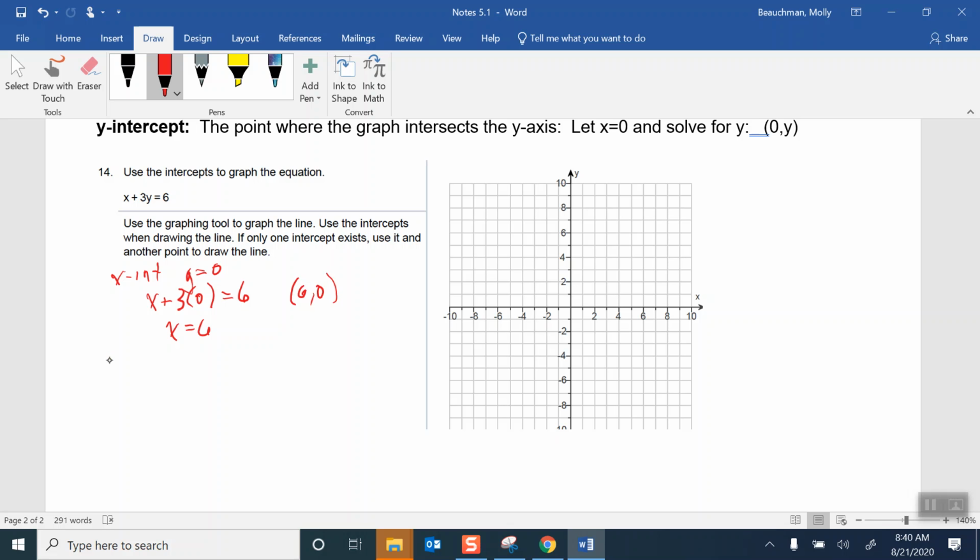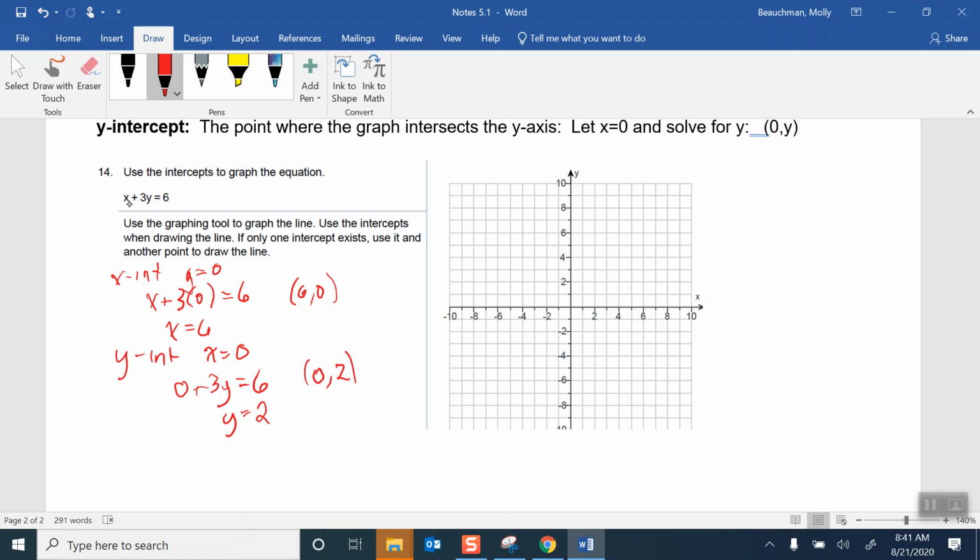Then to find the y-intercept, I'm going to let x equal 0. So I get 0 plus 3y is equal to 6. Divide both sides by 3. We end up with y equals 2. (0, 2) is our y-intercept.